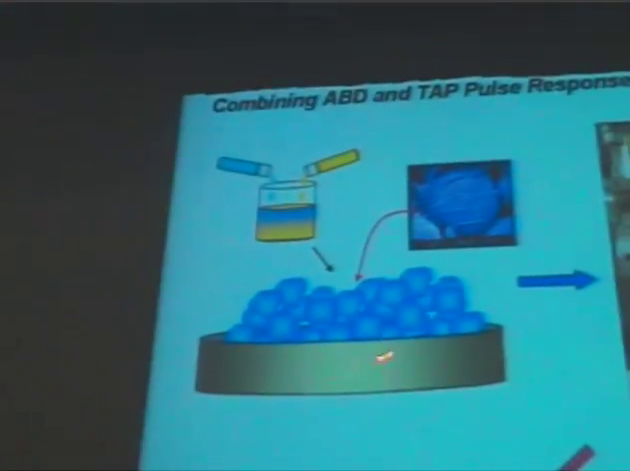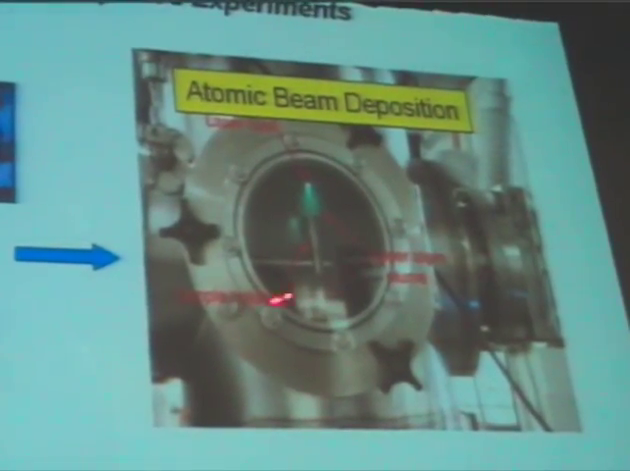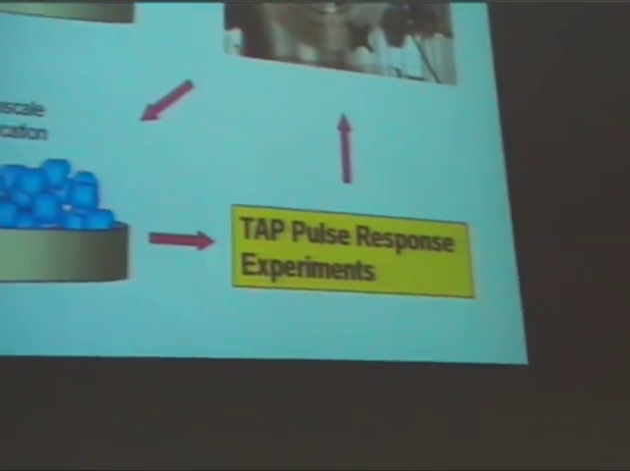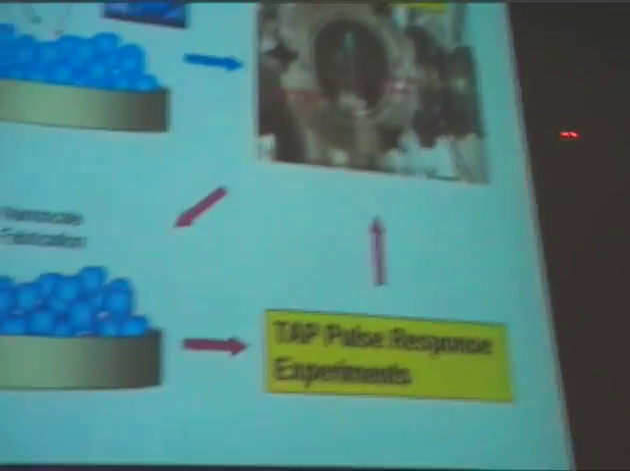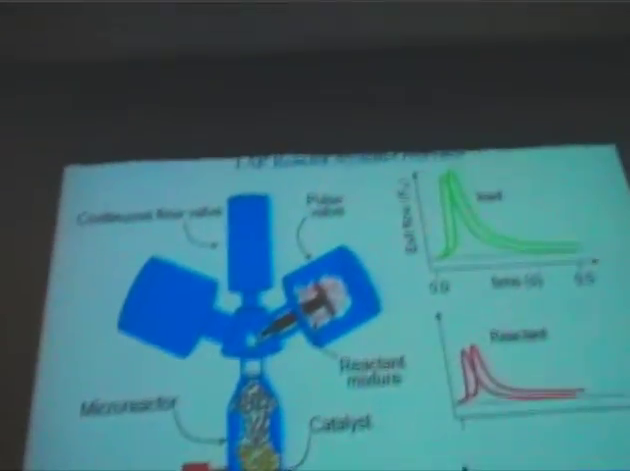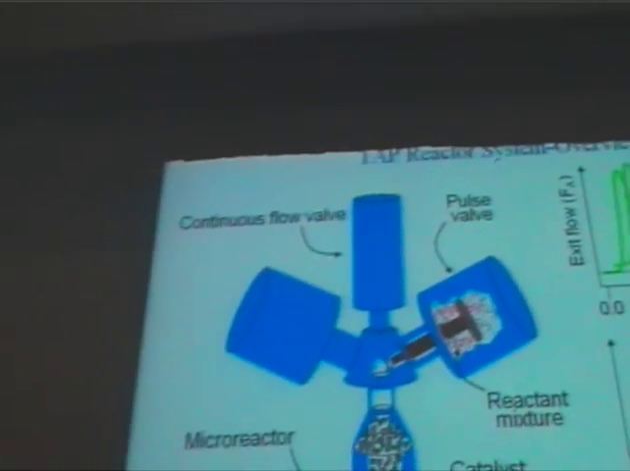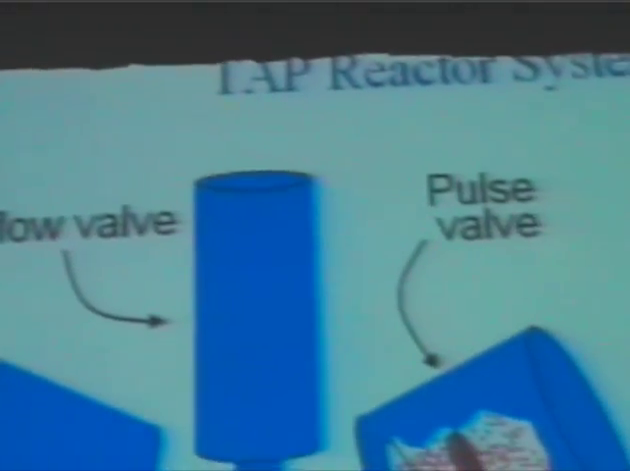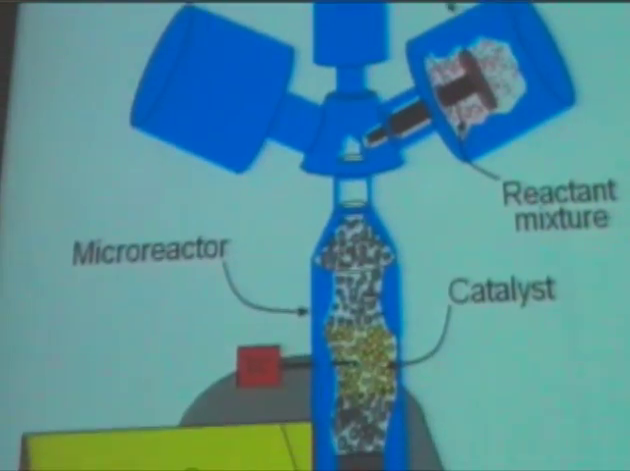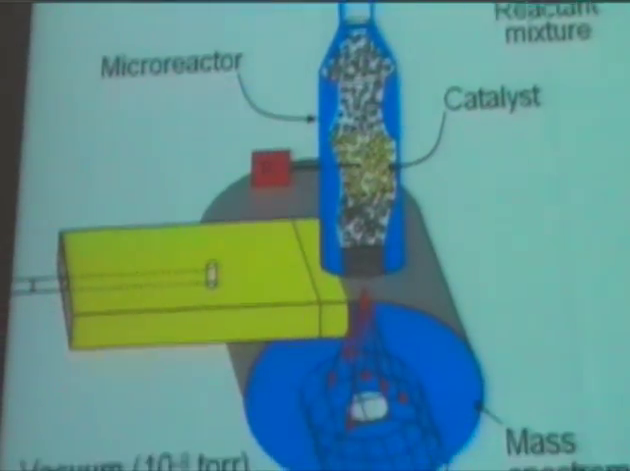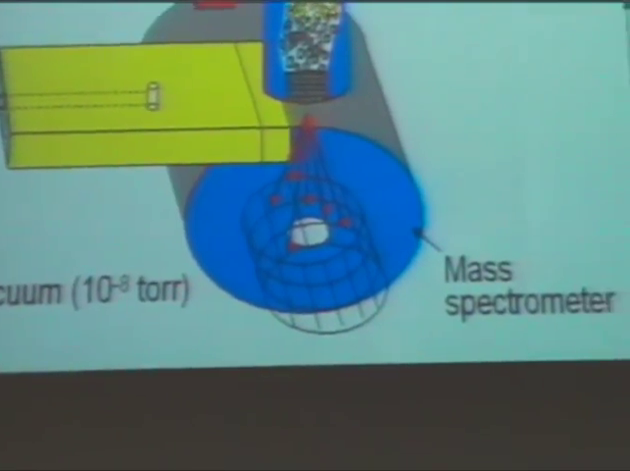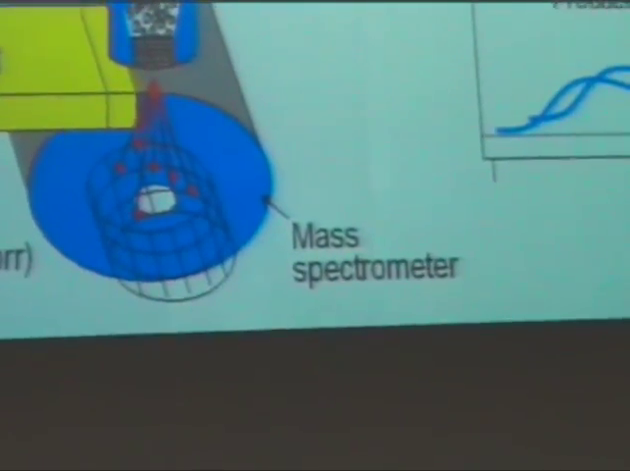Okay, and now this is a typical scheme. We have atomic beam deposition, with a laser, and then we fabricate the catalyst, and then we use the TAP pulse response experiment to test this catalyst, and then we again modify this catalyst. Now, what is temporal analysis of products? The traditional device was invented in 1988 at Monsanto company, and then at Washington University in St. Louis.